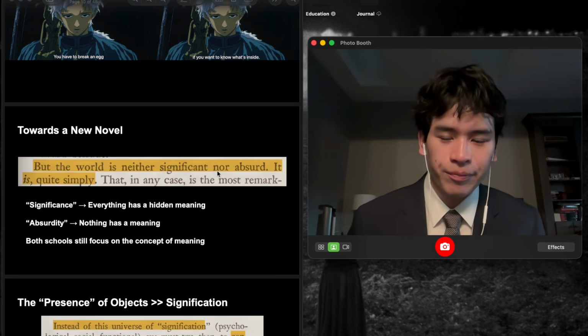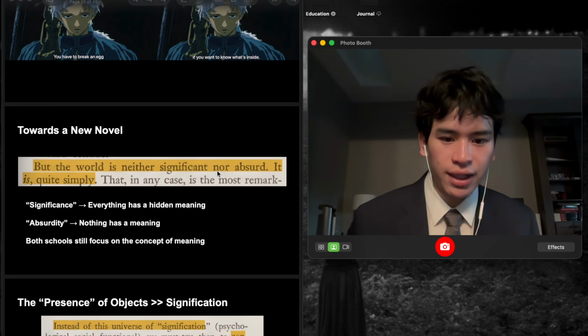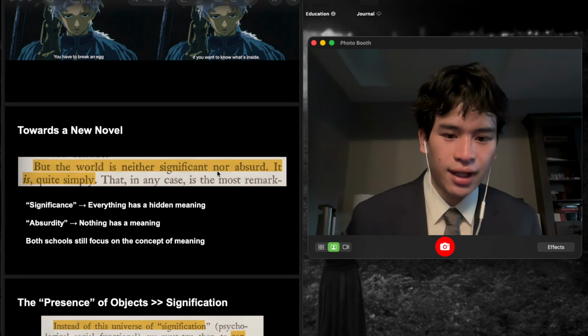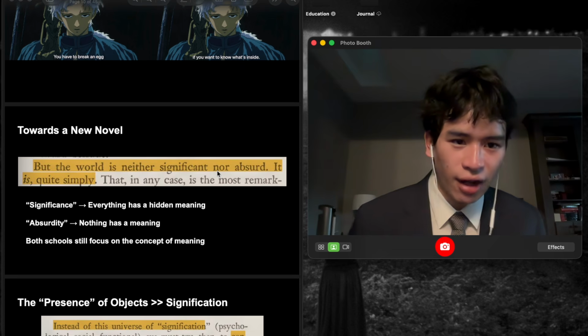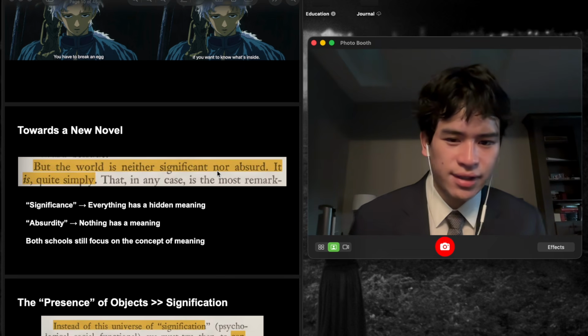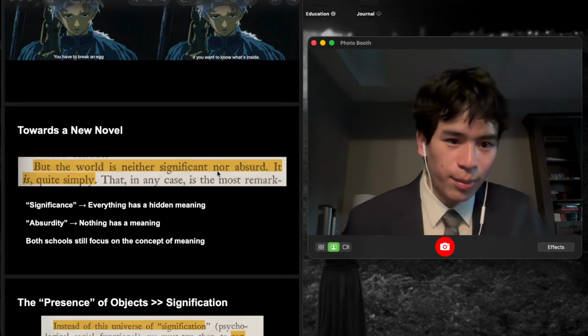Even though one of them says everything has meaning and the other one says nothing has meaning, both of them give primacy to this idea of meaning. They both concern themselves with meaning as the ultimate question of artwork and human experience. So he wants us to imagine a novel or a work of fiction that is somehow beyond the confines or beyond the concept of meaning. So we're going to talk about what that looks like, right?